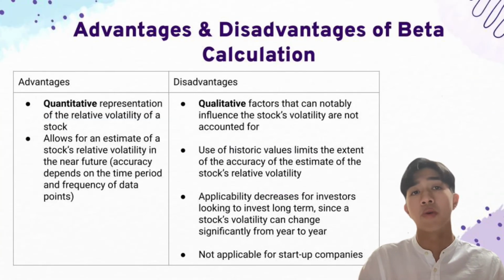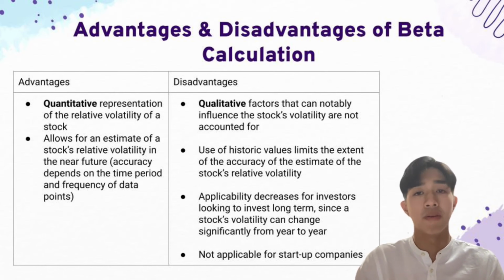However, Pauline does want to highlight the advantages and disadvantages of beta calculation to Pony. Beta allows for quantitative representation of a stock's relative volatility in the near future. However, there are qualitative factors that are not accounted for, and the use of historic values limits the accuracy of beta calculation over the long term, as beta changes heavily over certain periods in time. And therefore, the application of beta calculation diminishes for long-term investors and is not applicable for startup companies.